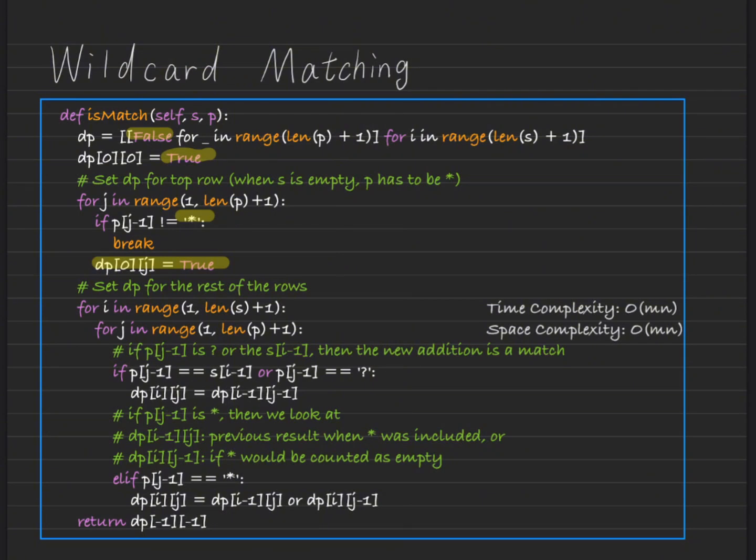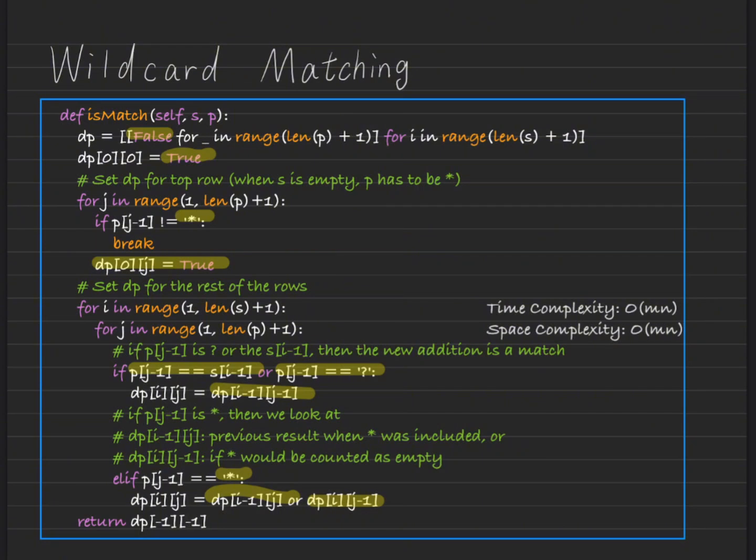Moving on, we'll set dp for the rest of the rows. Here, we'll cover the 4 cases we just discussed. Cases 1 and 2 are when the new characters in P and S match, or when the character in P is a question mark. Then we simply look at the previous result at index i minus 1, j minus 1. For the 4th case, when the character in P is a star, we look at dp at i minus 1, j or dp at i, j minus 1.